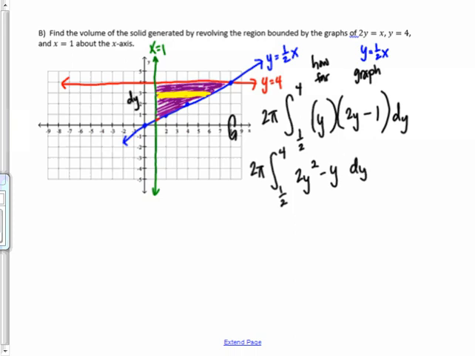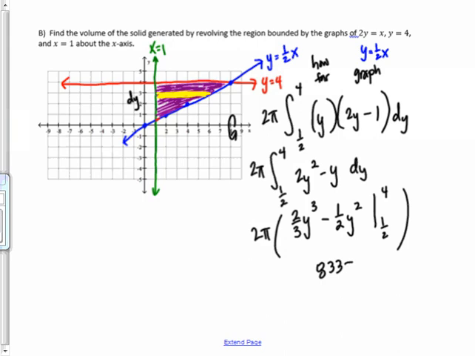So if I integrated it, add 1 to it, divide by the new power, I get 2/3 y cubed minus 1/2 y squared, and I want to go 1/2 to 4 and multiply that by 2 pi. So you can do that math out and plug that in. I got 833 pi over 12. Again, I'll post the actual math where I worked it out in your class so you can see that and check your answers.